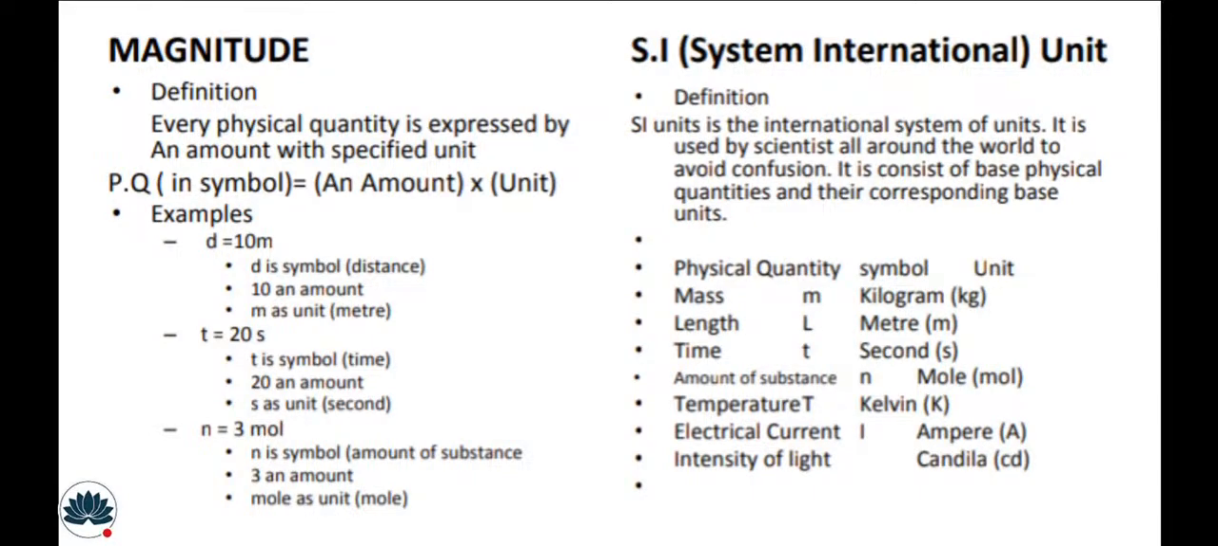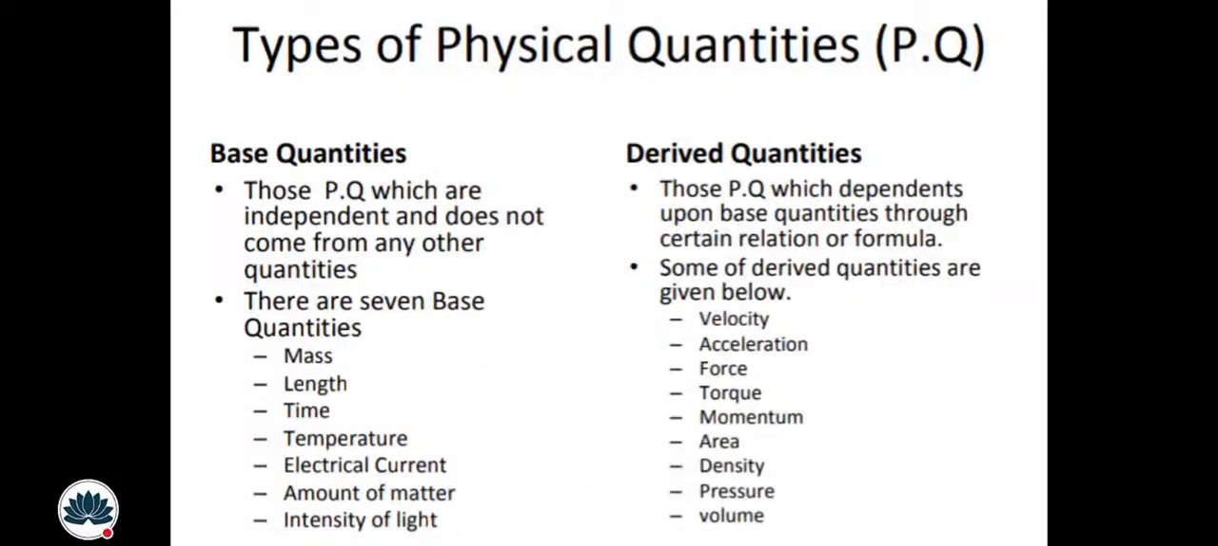It's acceptable. Okay, so moving towards the types of physical quantities. Basically, there are two types of physical quantities: the base quantities and the derived quantities. Once you understand the base quantities, you will obviously understand the derived quantities. Base quantities are those physical quantities which are independent and do not come from any other quantities. There are seven base quantities: mass, length, time, temperature, electrical current, amount of matter, and intensity of light.